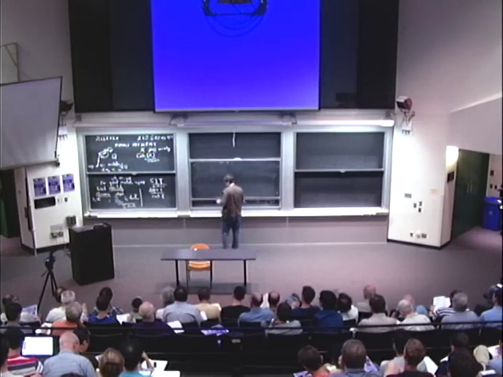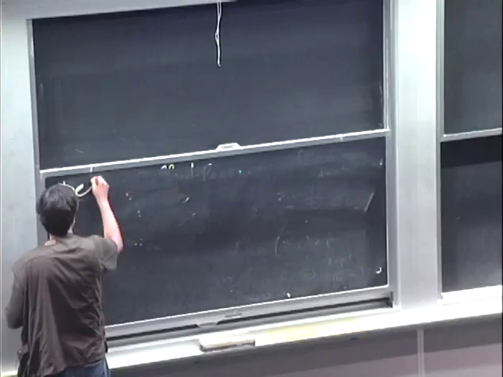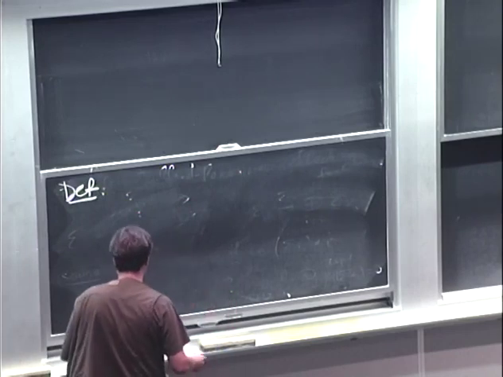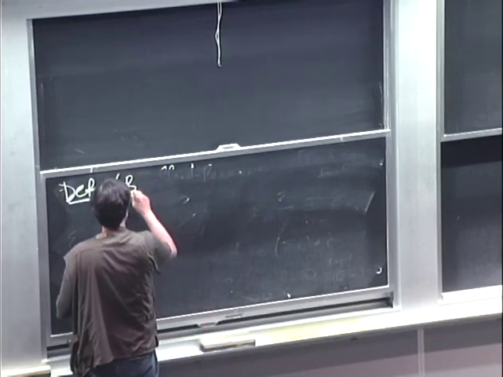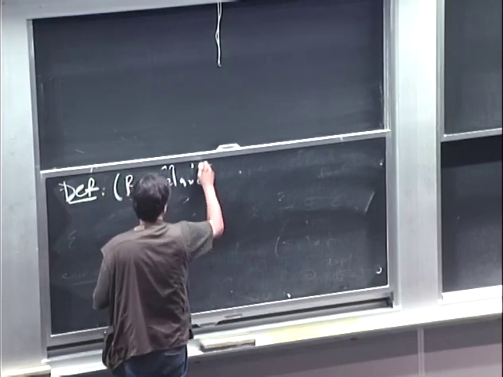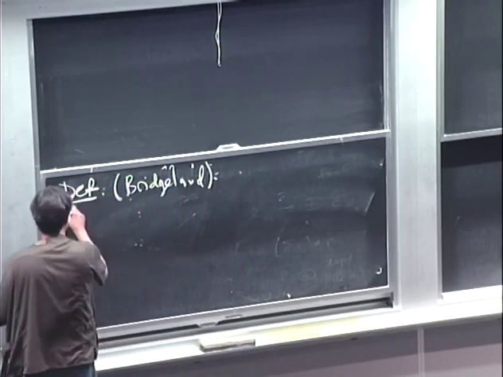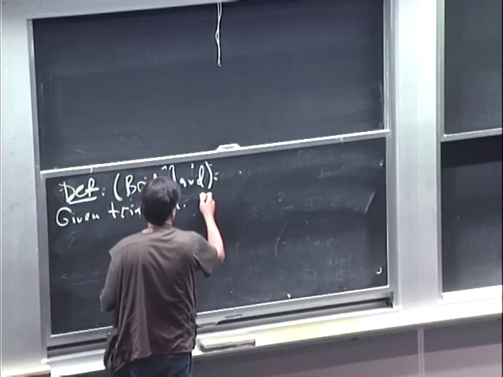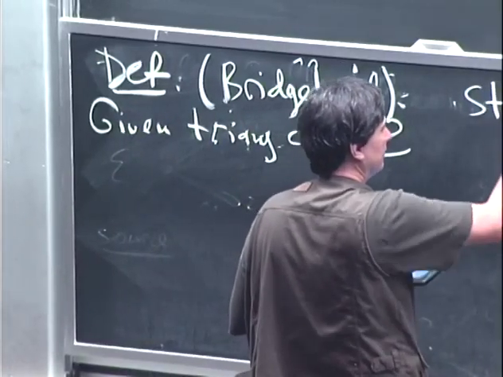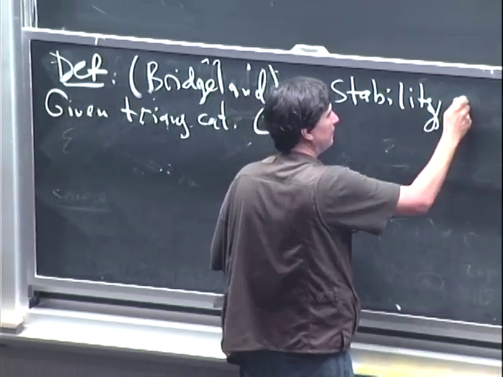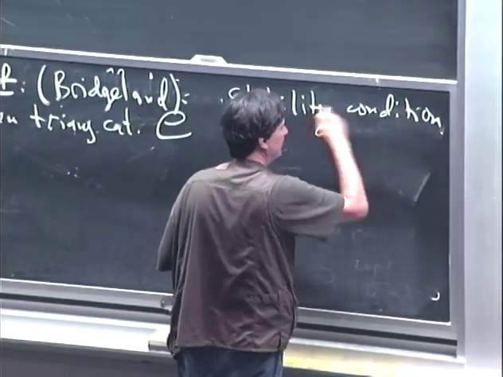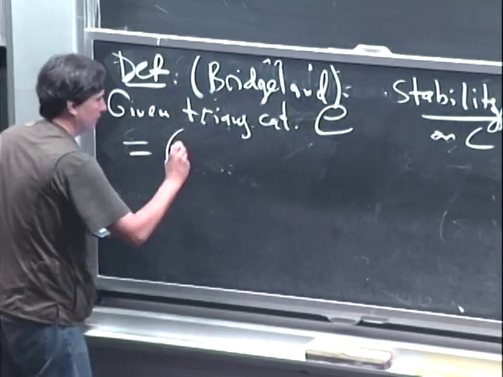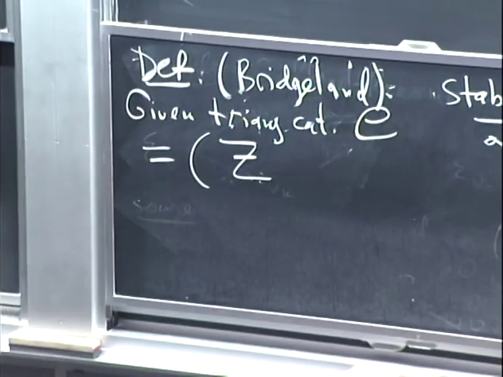So now I'm ready to give a definition, assuming that you know what a triangulated category is. It's by Tom Bridgeland. For a given triangulated category, which I denote by C, a stability condition on C consists of two pieces of data.